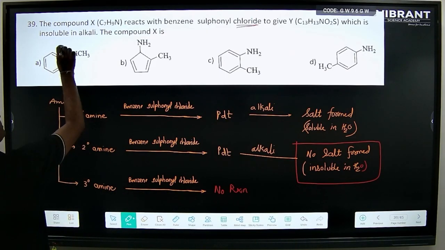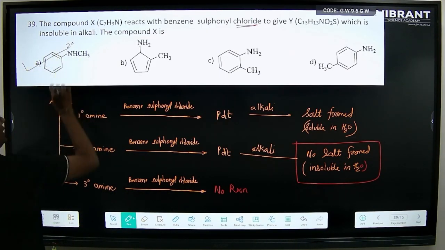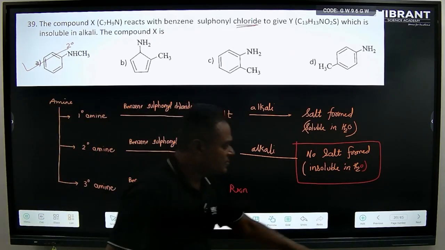Now, secondary amine, I think it is this one. So, your correct answer has to be A. I hope this is clear to you, child. Let us proceed with the next question.